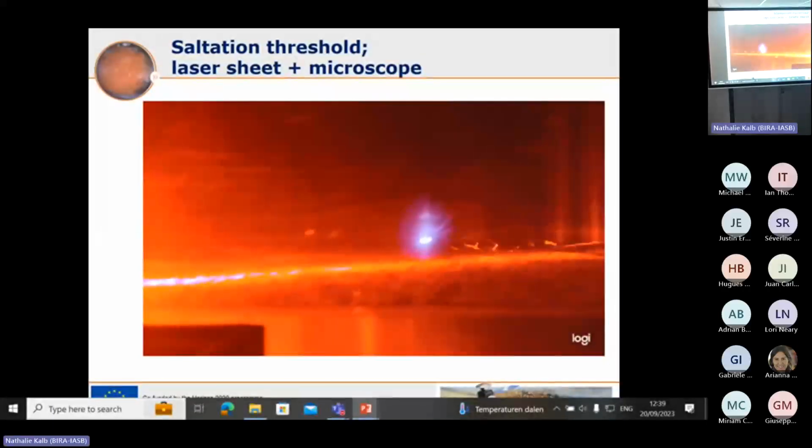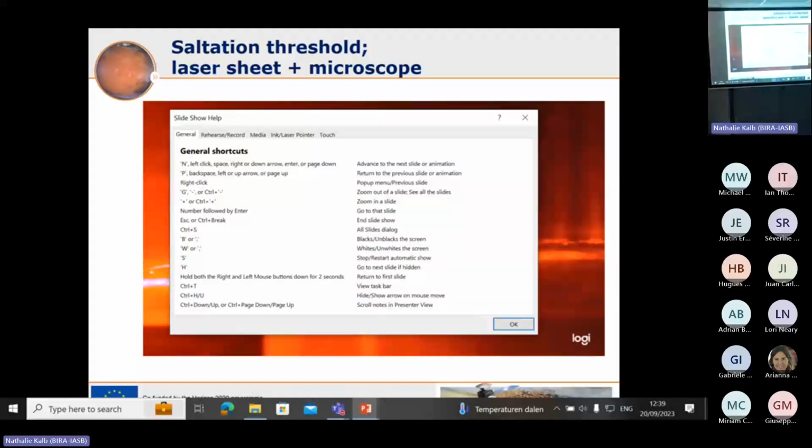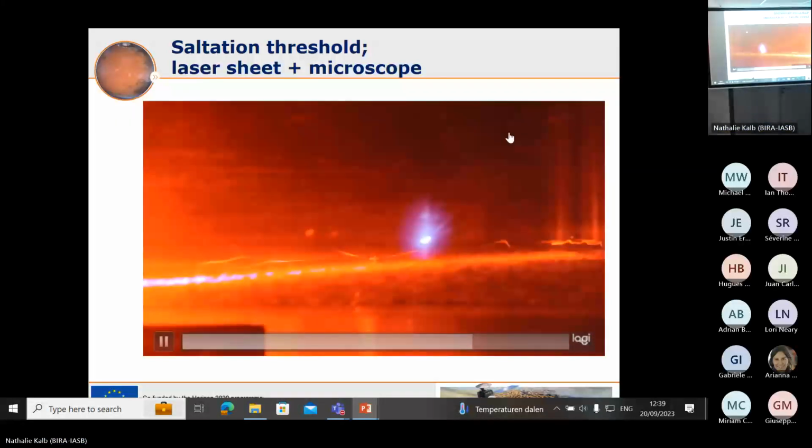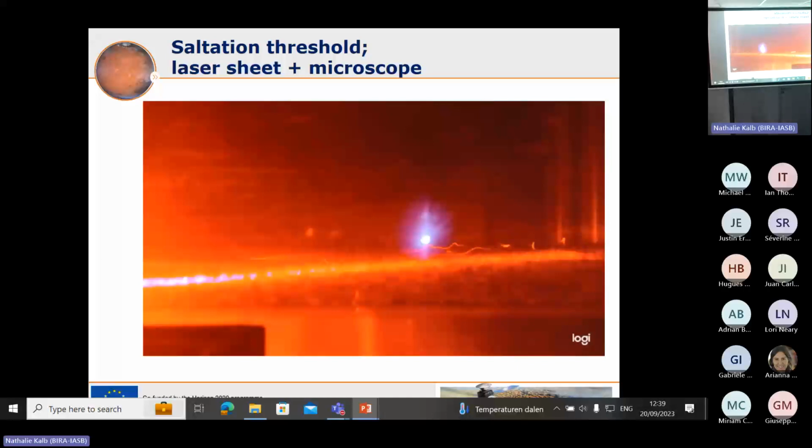Yeah. So what you're seeing here is a horizontal laser sheet, very slightly above the sand bed, which is down here. So not entirely better. Never mind, it doesn't matter. I'll go to the next slide pretty soon. I was just showing this technique because it's actually a pretty cool technique, even though it's really simple.